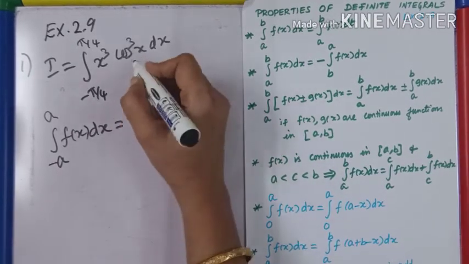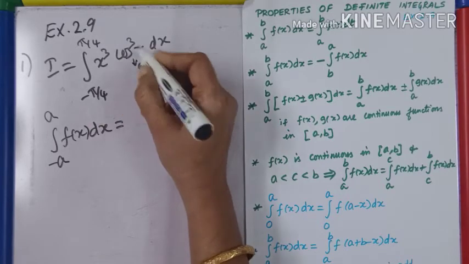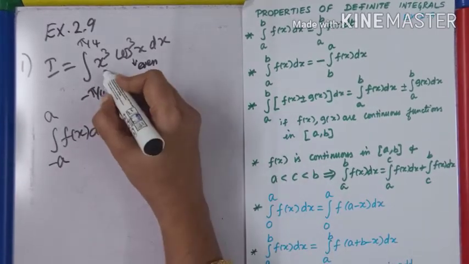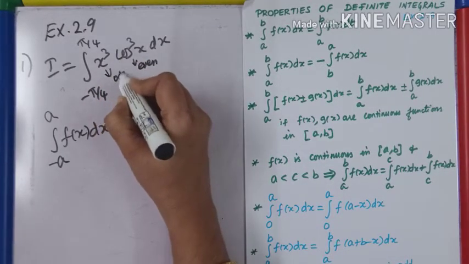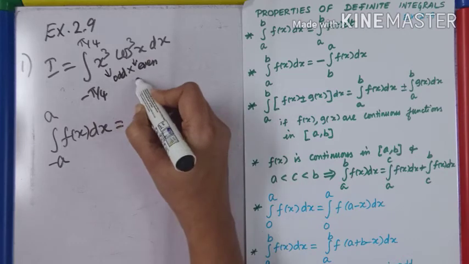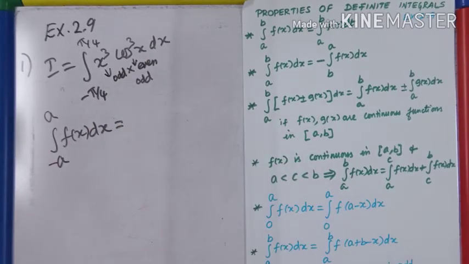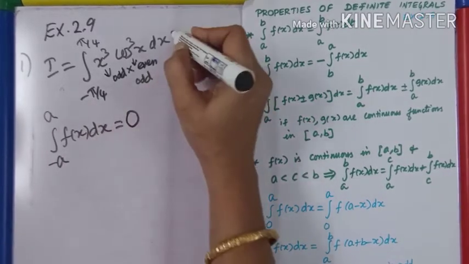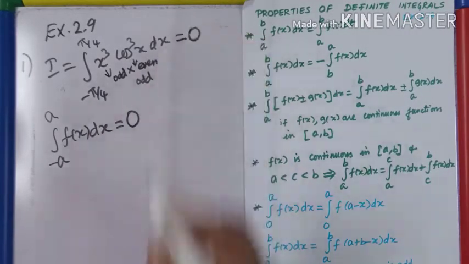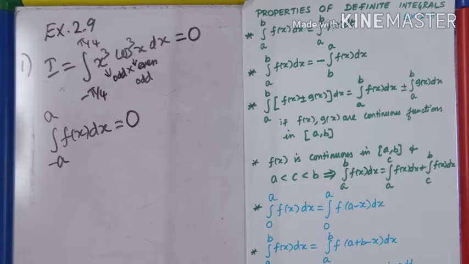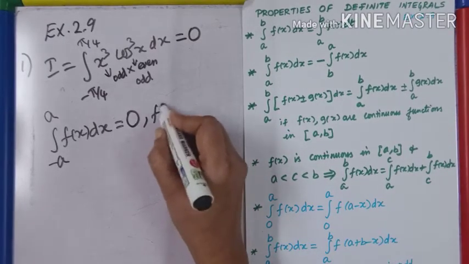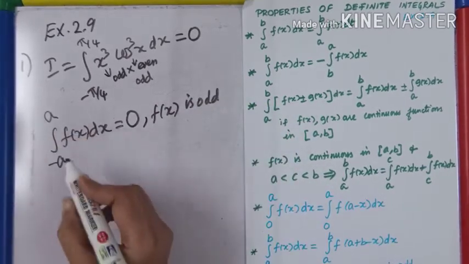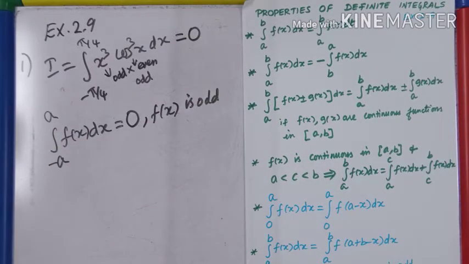Cos, by all means, even only. Whatever be the power of cos, it is even. But what about x cube? The power is odd. So odd into even will still be odd only, and so my answer will be 0. So this function you can immediately declare the answer to be 0, explaining the fact that f of x is odd: integral from minus a to plus a of f of x dx is 0.